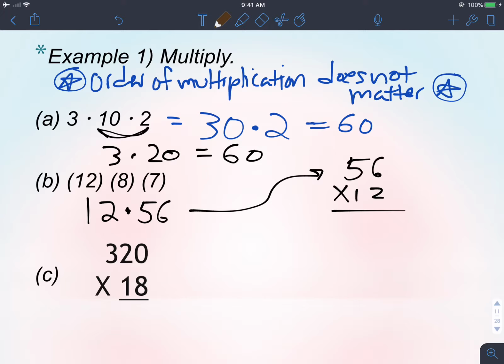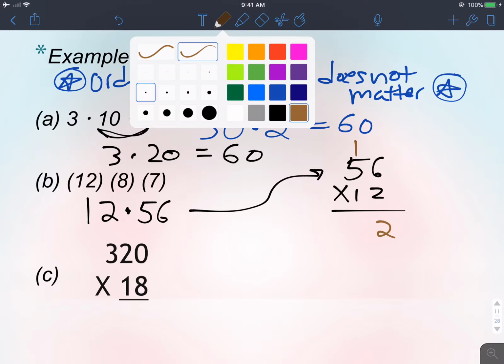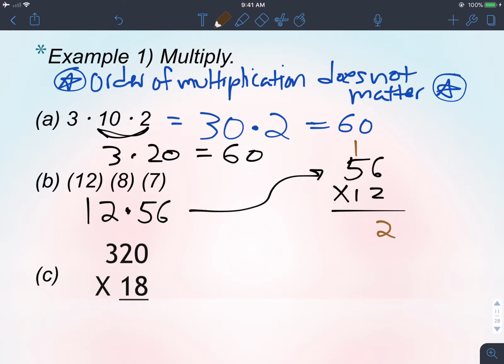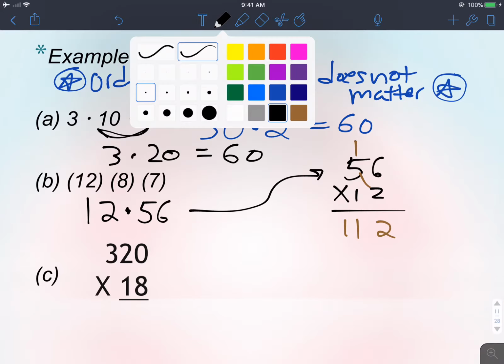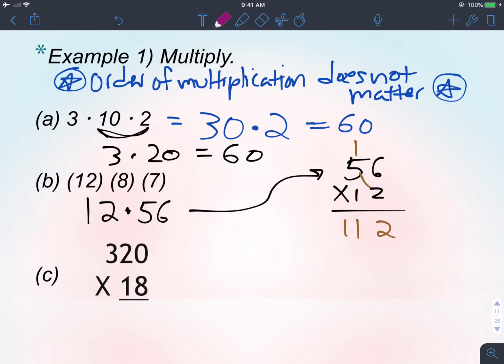6 times 2 is 12. Carry the 1. Now look at 5 times 2 is 10 plus 1 is 11. Go to the next number now, which is the 1. You've got to add a 0 for a placeholder. And then 1 times 6 is 6. 1 times 5 is 5. We have to now add that together.